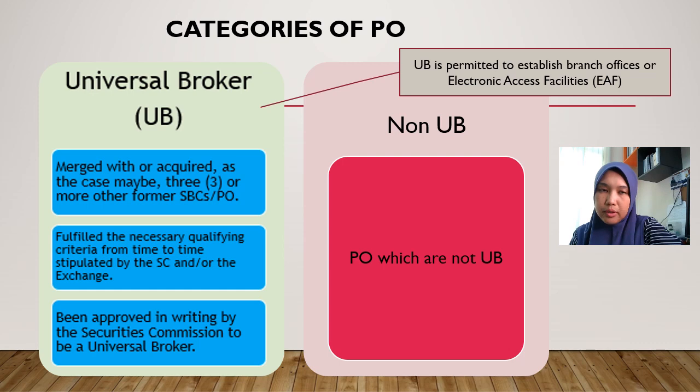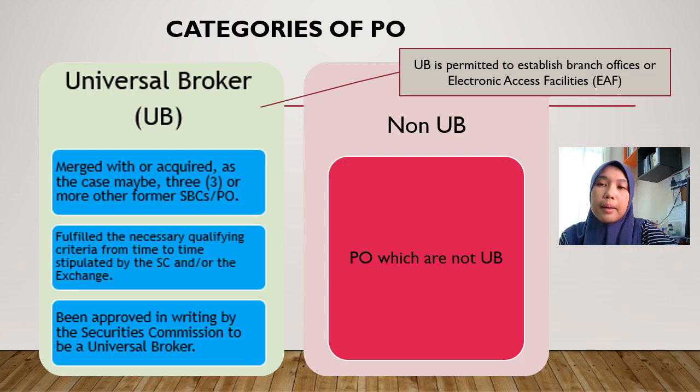What is UB? UB comes from the merger with or acquisition of three or more other former SBCs. Number two, fulfill the necessary qualifying criteria from time to time stipulated by the Securities Commission or the exchange. And number three, be approved in writing by the SC to be a universal broker. So these are the criteria of UB. How about non-UB? Non-UB means PO which are not UB.